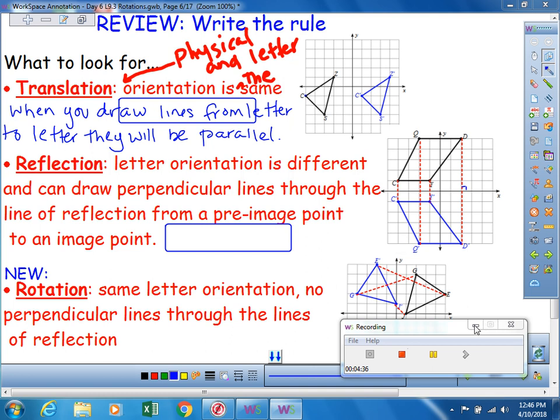Okay, and then the last one, rotation. The letter orientation is the same. G-E-J, G-E-J. And then if you draw lines from letter to letter, they are not parallel. So lines are not parallel from letter to letter.